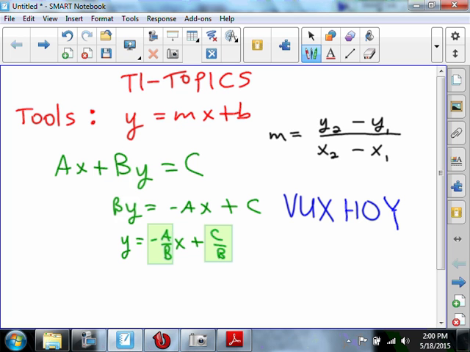So how are we going to use the TI-Nspire to do anything about lines? Well, I don't know. Vertical lines have an undefined slope? Yeah, vertical lines have an undefined slope. Well, I wonder if the calculator would help us on some of these. Maybe it's not going to.